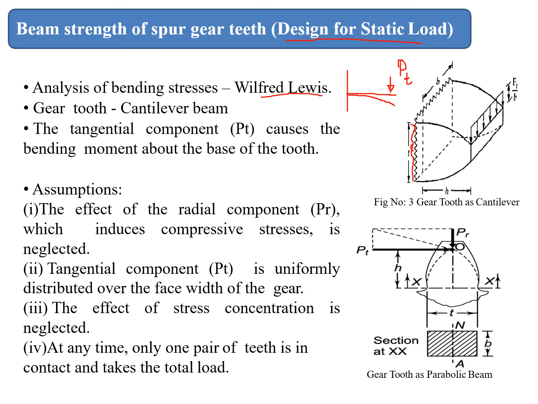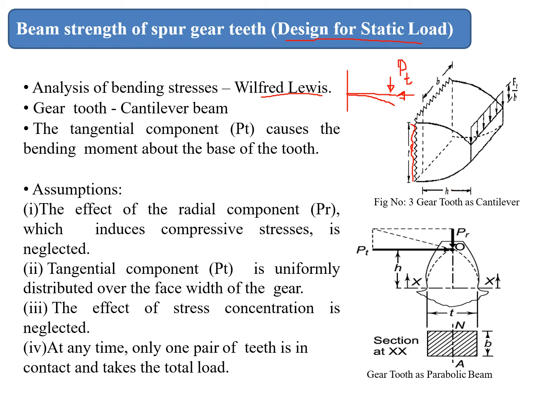This is the tangential load acting on the beam, and at the same time this is the radial load. As we are assuming this as a beam, the tangential load generates the bending stress, and at the same time there is a radial force acting on the tooth. The effect of this radial force, which induces some compressive stresses, is neglected.